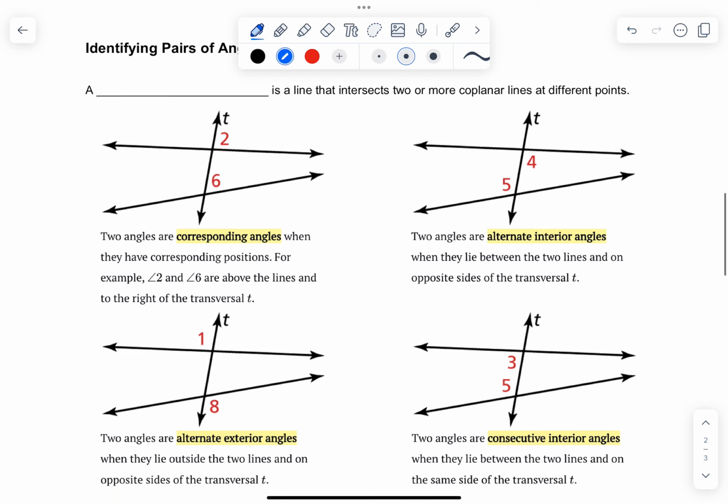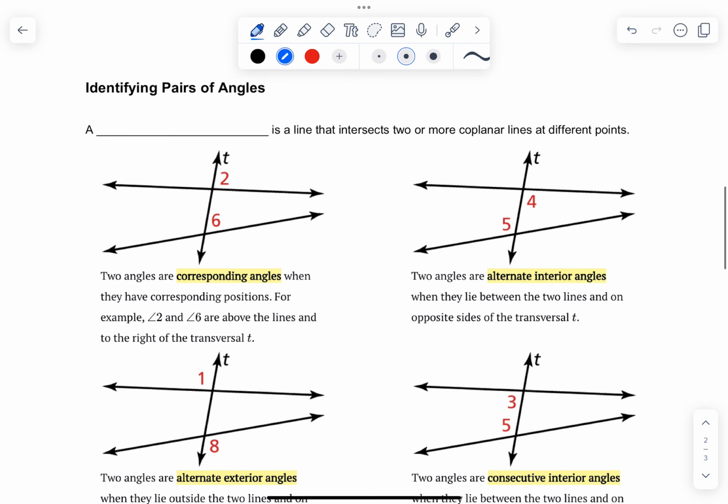Moving on. Pairs of angles. This is probably the most important part of this section, and this is an idea, or a couple of ideas here, that we're going to carry on through this unit. And these ideas are going to be very important. So do your best to study these ideas and make sure you understand these angle pairs very well.